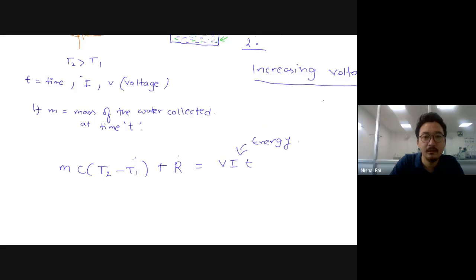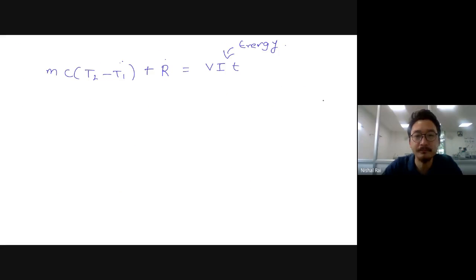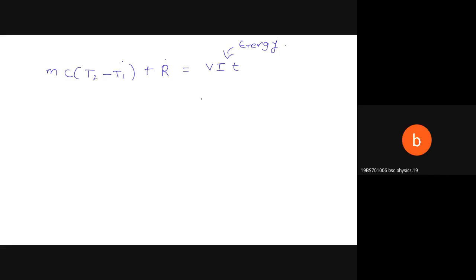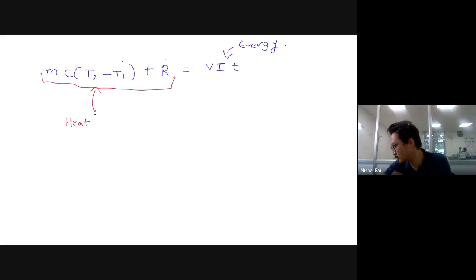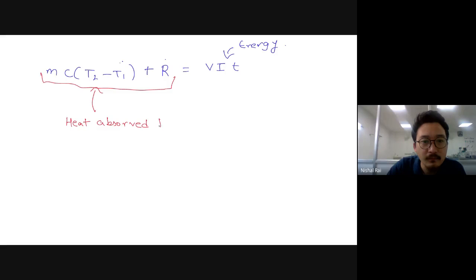I think this is not clear, no? I think this point is not clear to everyone. Is it, or is it clear? No, not clear, sir. Okay, let's explain in this manner. Now, you are heating the water. So the water will absorb this total amount of heat. Is this point clear? Heat absorbed by the water is this much.